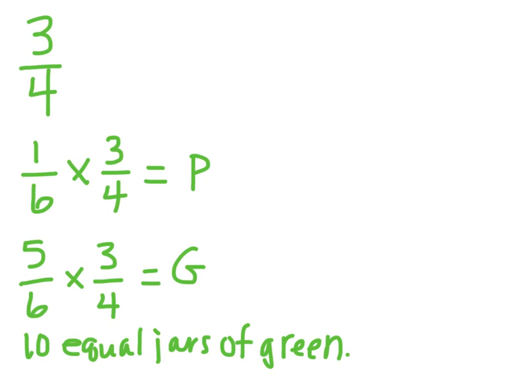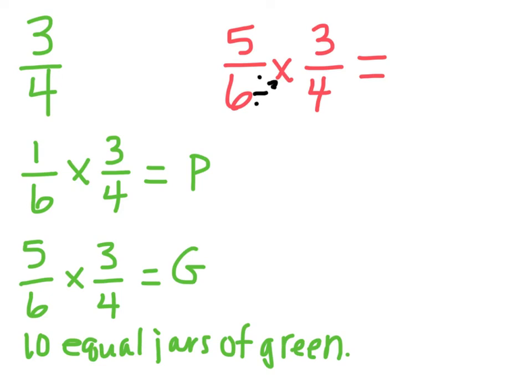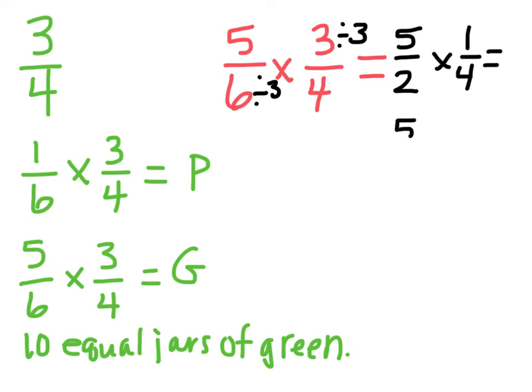Okay, so let me show you how to figure this out using the math. Let's look at what we know. We know that 5/6 of 3/4 of a pound is green beads. So let's solve this multiplication problem because it will tell us the weight of all of the green beads together. We can cross reduce 6 and 3, each divisible by 3, giving us 5/2 times 1/4, which gives us 5/8. So 5/8 pounds of the beads are green.